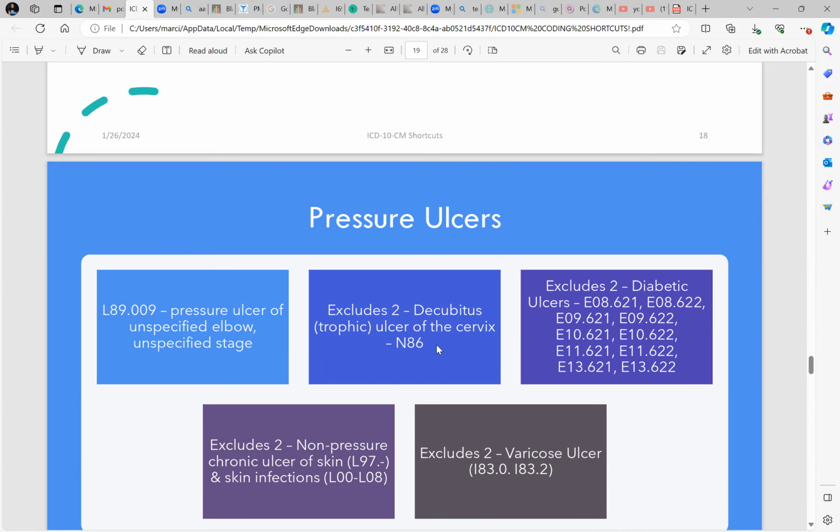Now, if you do not know what Excludes 1 and Excludes 2 is and how to read those, make sure you go through the videos and look for the videos specifically explaining Excludes 1 and Excludes 2. So here are the Excludes 2 codes for pressure ulcers.